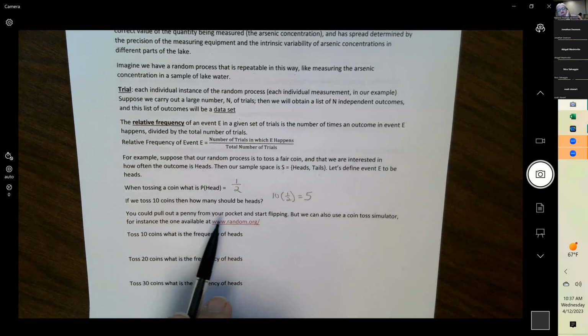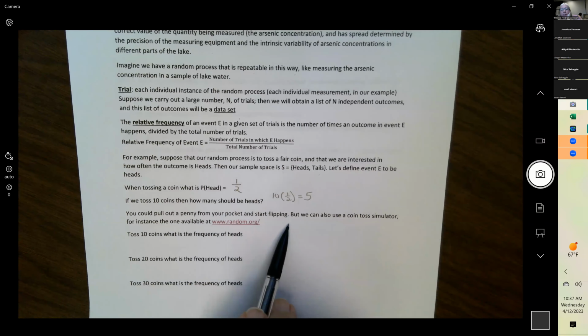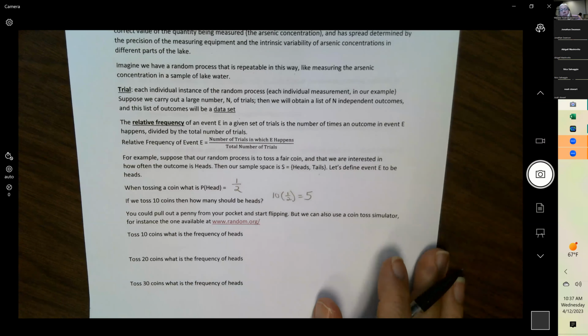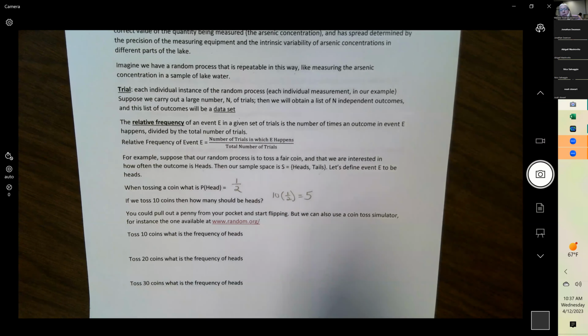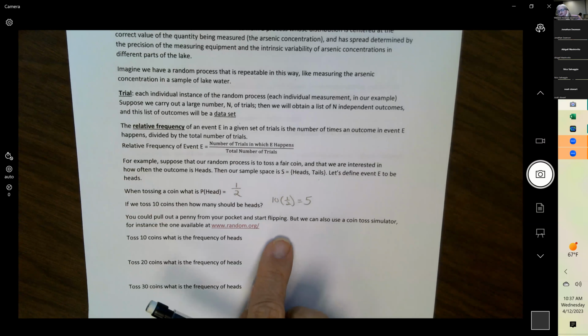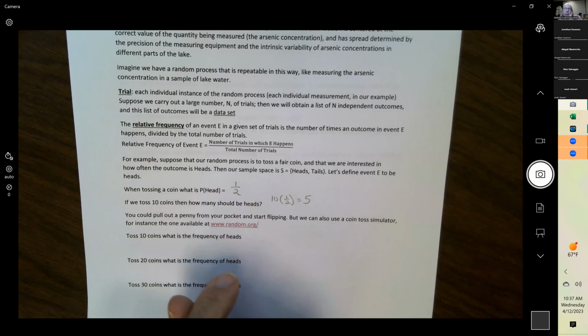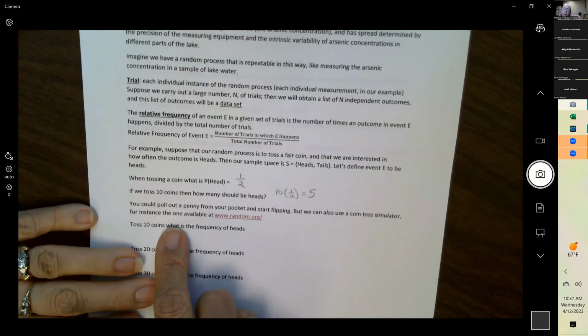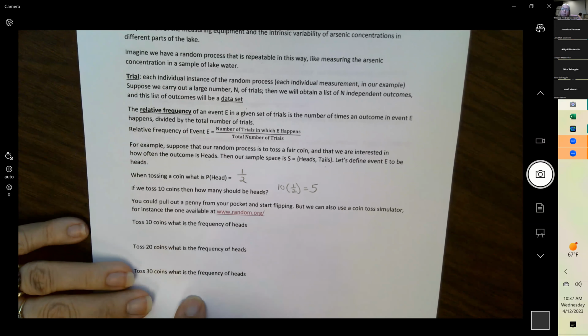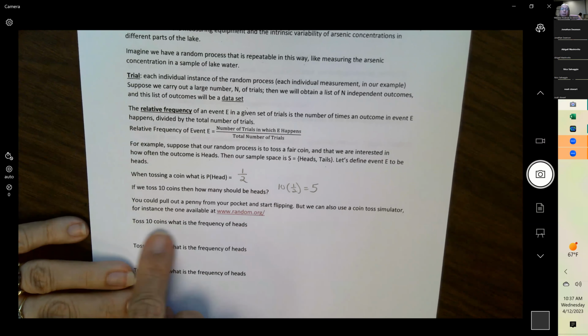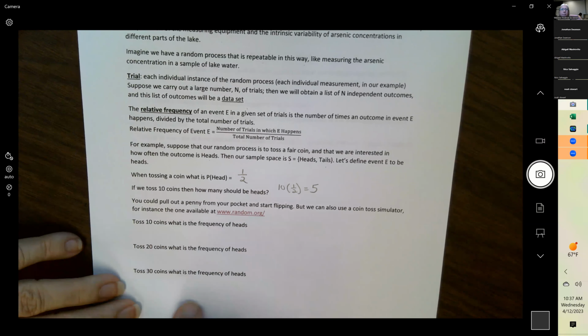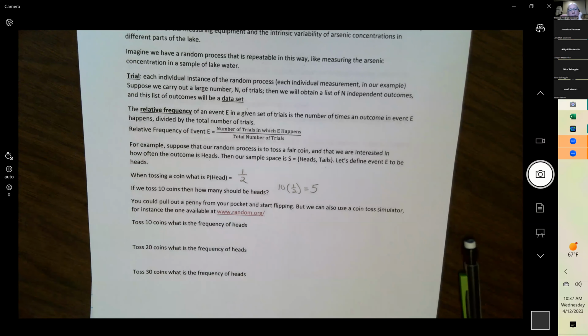You could pull a penny from your pocket and start flipping it and see if you come up with 5. But that was not always the case. Usually it will be half of them, but not necessarily. And the law of large numbers says the more you do it, the more likely you are to eventually get half of them. Now you could go to this website, which I'll open up.